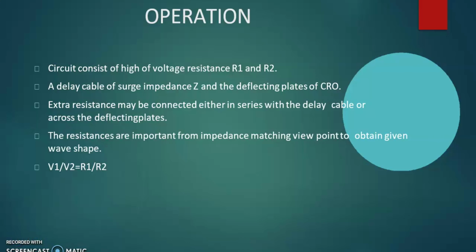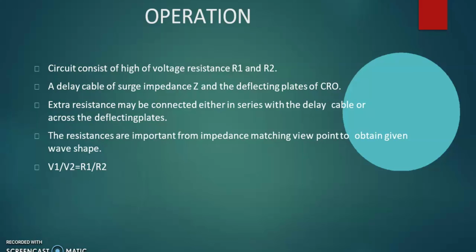Hello everyone. As of now, we have seen the theory regarding resistive potential divider along with the circuit diagram and the construction of it. So now let's focus on the operation of the resistive potential divider. The circuit consists of the high voltage resistances R1 and R2. As we saw in the circuit diagram, we have two resistances R1 and R2. A delay cable is also with it, with a surge impedance Z, and the deflecting plates of CRO, which is nothing but the cathode ray oscilloscope.